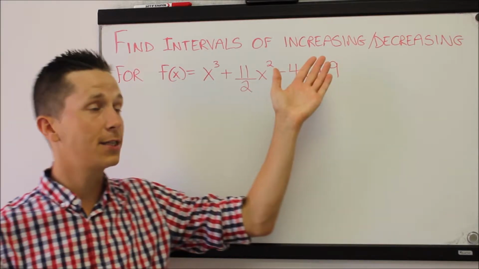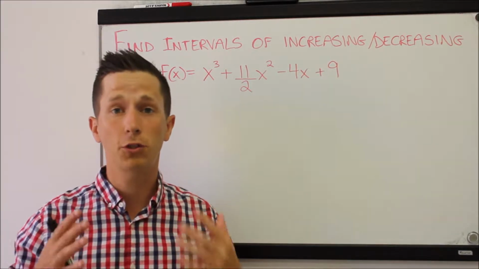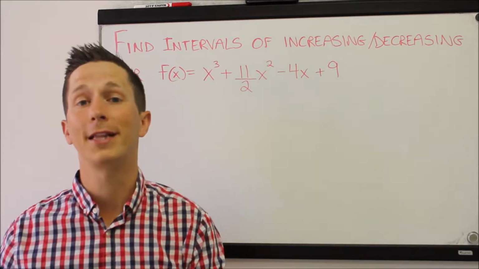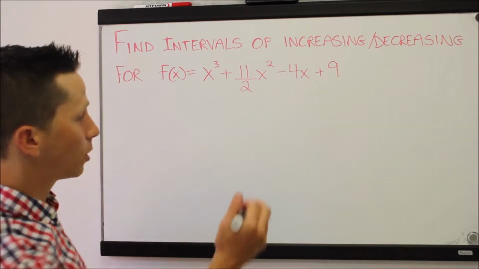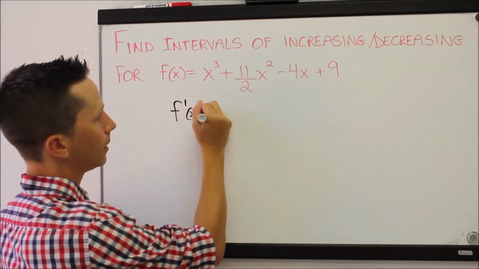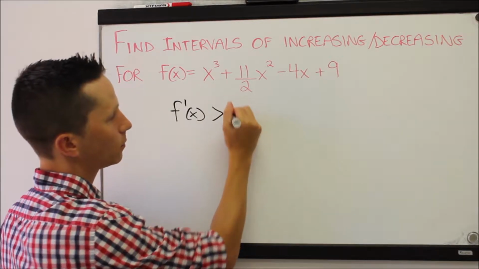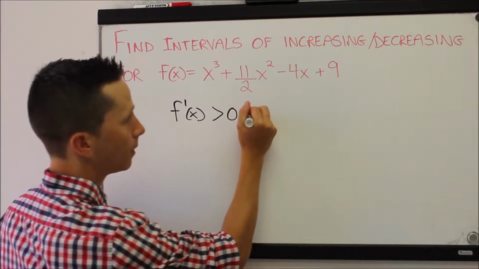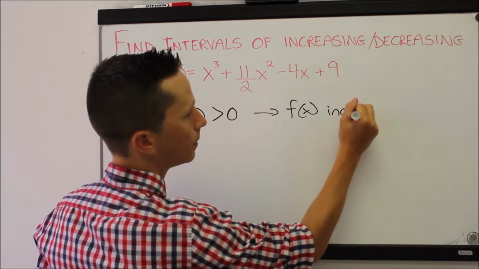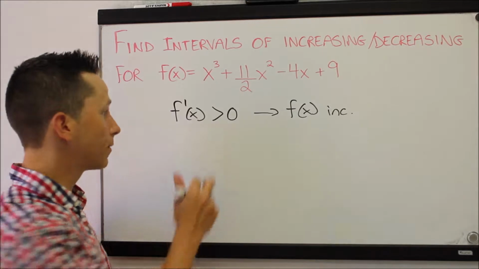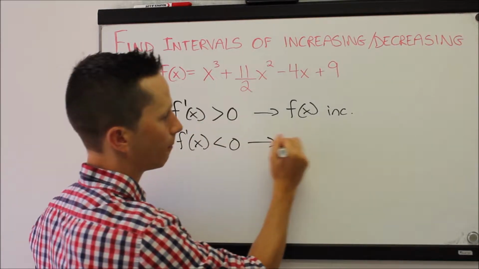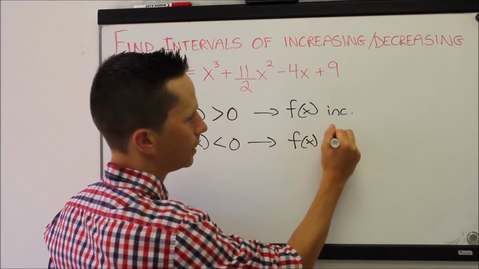And so whenever we see increasing or decreasing, we want those to be trigger words in Calculus 1 for finding the first derivative and determining the sign of the first derivative. So I'm just going to write those notes up here. We know that when f prime of x is greater than 0, so when the first derivative is positive, that means our function is increasing. Same thing on the other side. If the first derivative is less than 0, that means our function is decreasing.